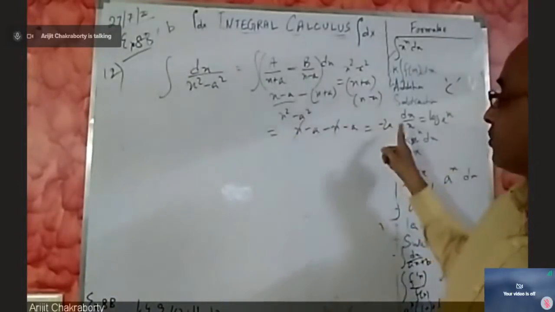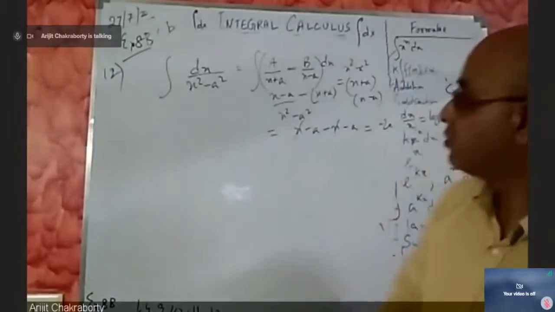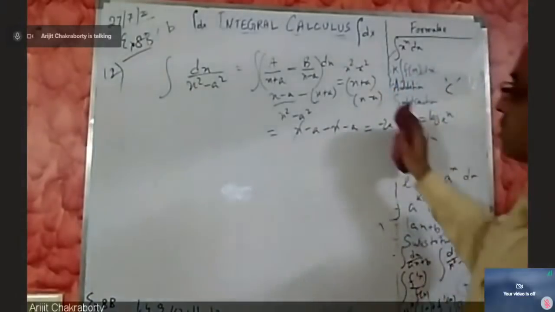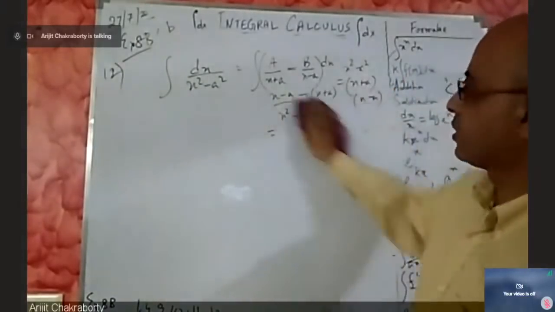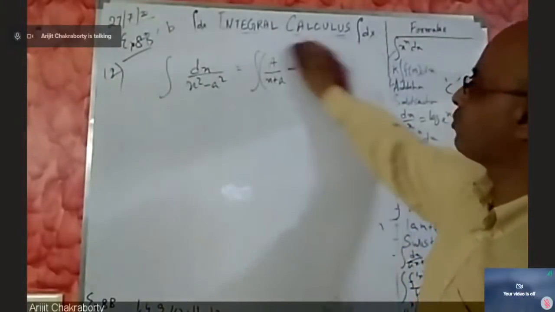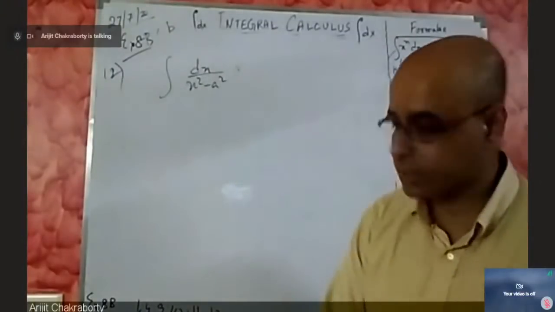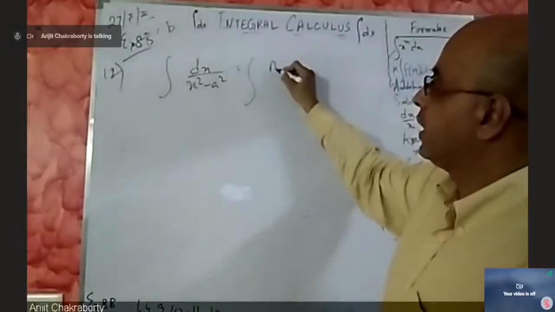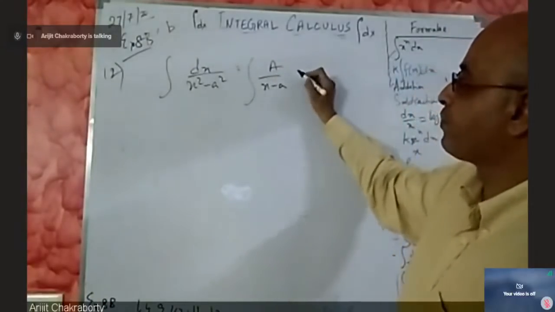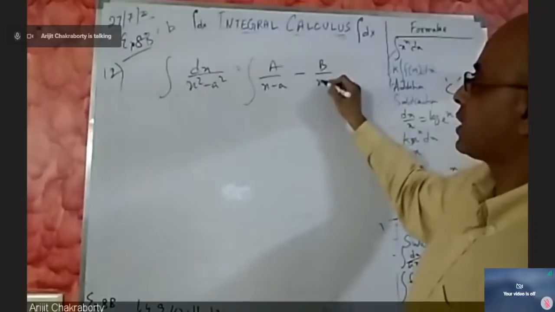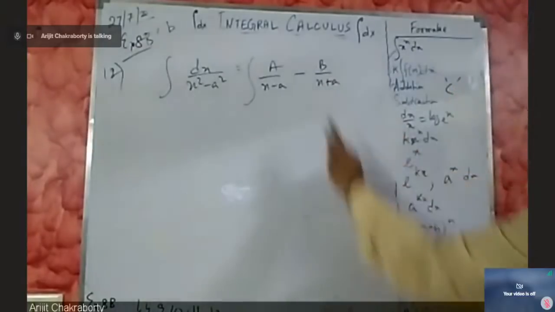If I take plus, then it will not come. So I will reverse it. We are using all possible methods. So I will reverse it and I write like this: a by x minus a minus b by x plus a. Let us see whether it comes now.